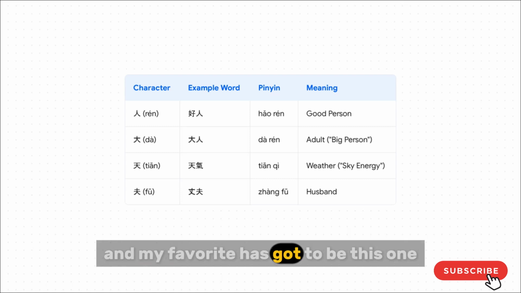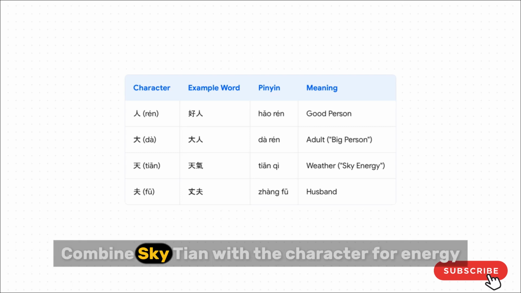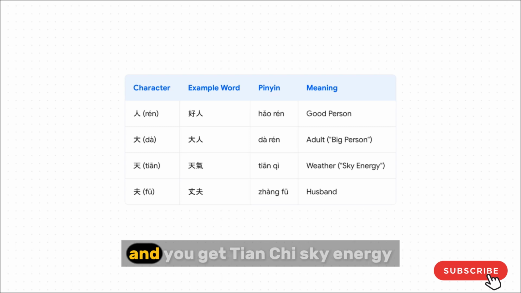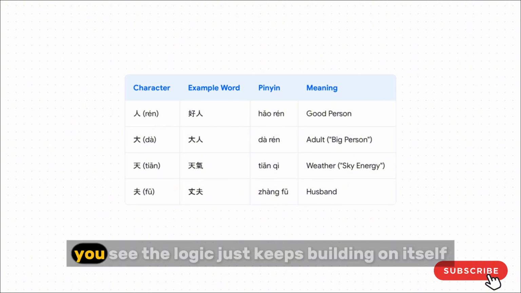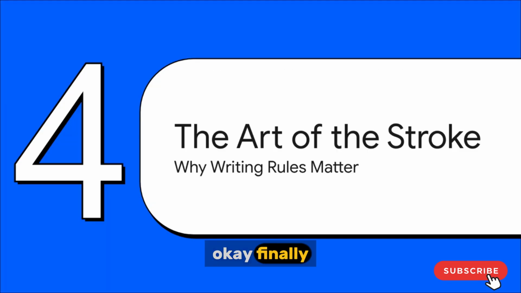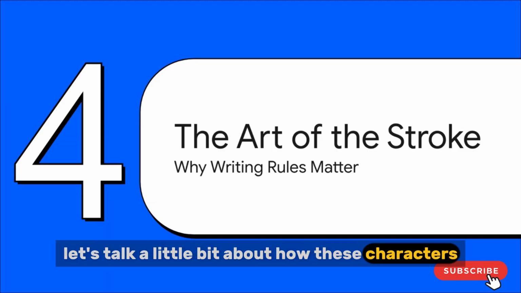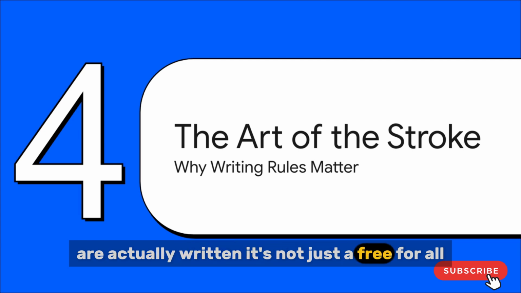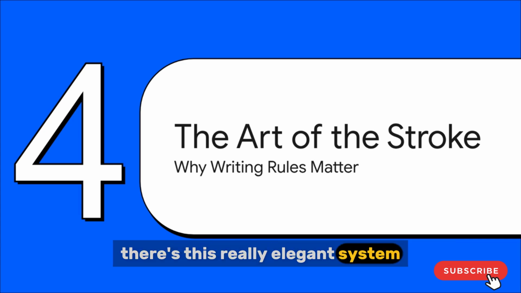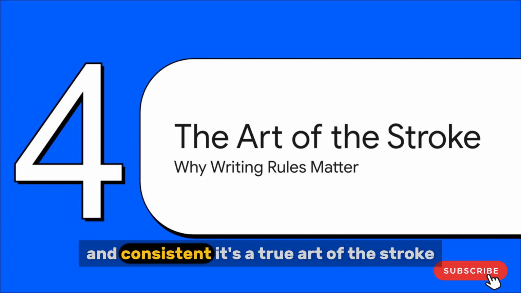And my favorite has got to be this one. Combine sky, tiān, with the character for energy, and you get tiān qì, sky energy. What's that? Weather. You see, the logic just keeps building on itself. Okay, finally, let's talk a little bit about how these characters are actually written. It's not just a free-for-all. There's this really elegant system that makes sure everything is clear and consistent. It's a true art of the stroke.